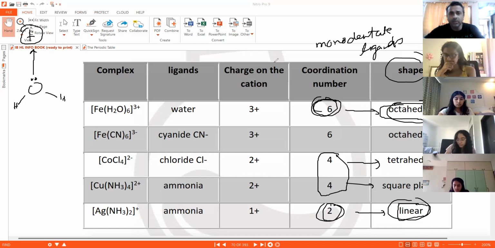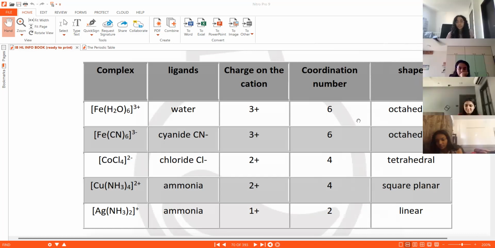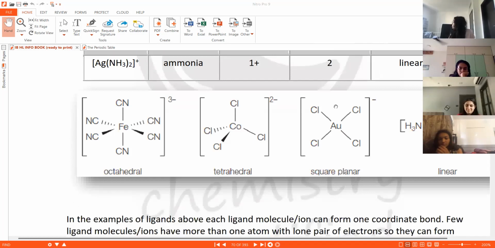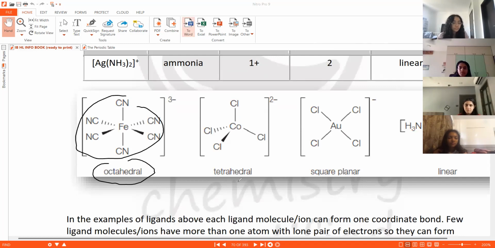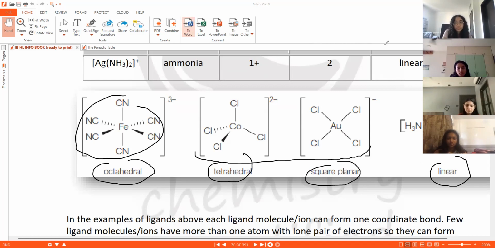Okay, any questions about this? No, sir. Now here are the shapes shown. 6 coordinate bonds, so octahedral. Tetrahedral and square planar, these are the 2 for the 4 coordinate bonds, and this is the linear.